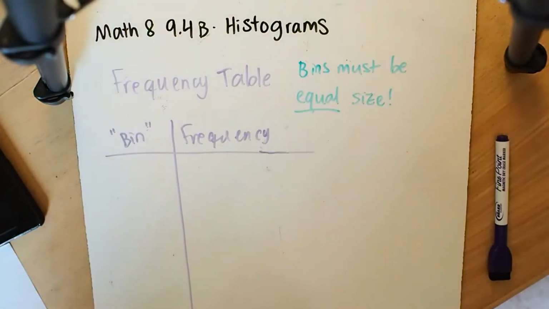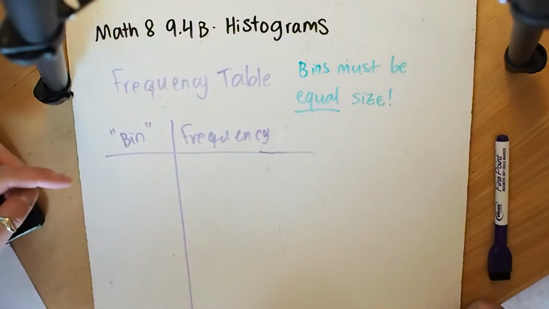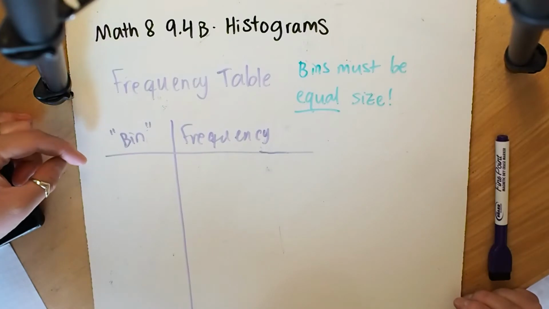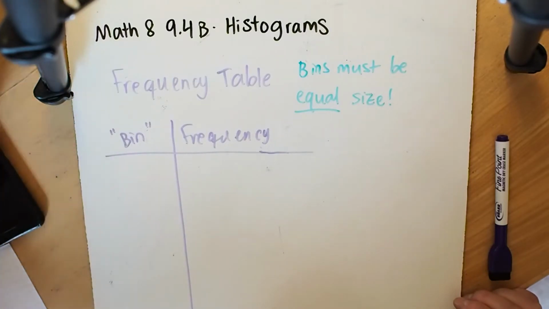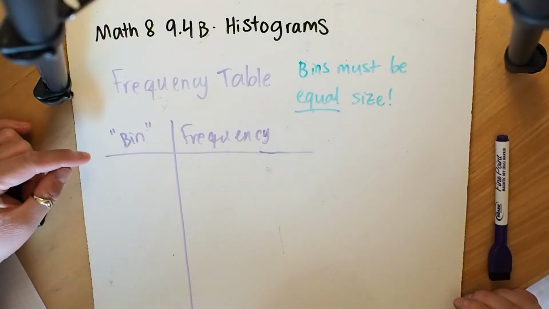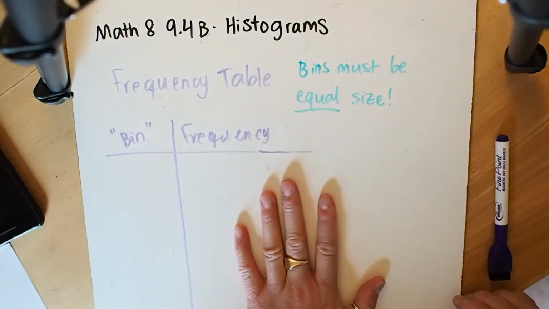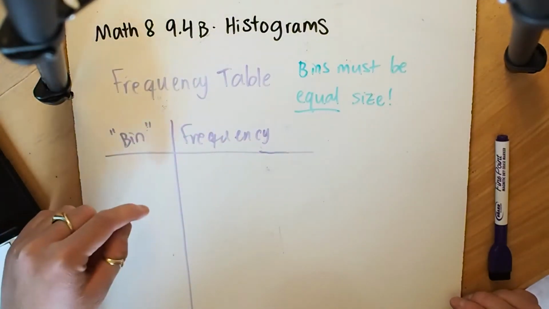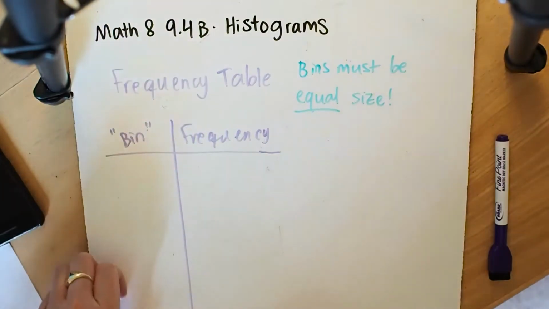When we make a histogram, the first thing we need to do is make a frequency table if we don't have one already. So the frequency table is made up of two parts. We have the bin, I don't know why it's called that, sometimes it's called a bucket, which makes even less sense to me. But we have a bin over here, and over here we count the frequency of times that we have values that show up in those bins. Let me show you what I mean by that.